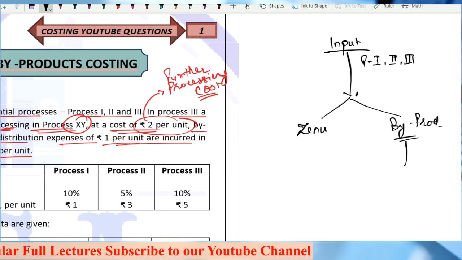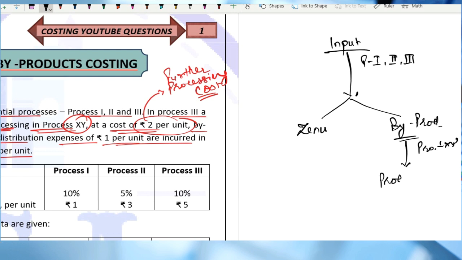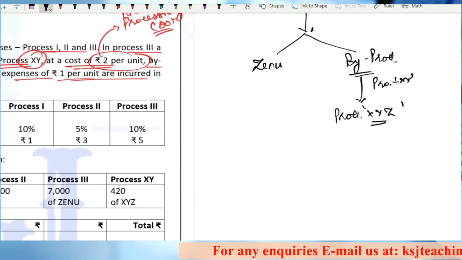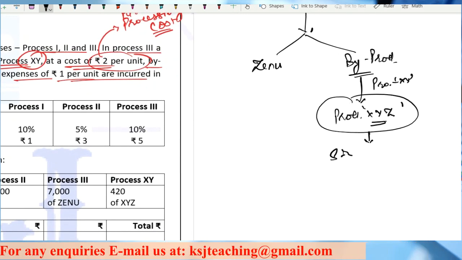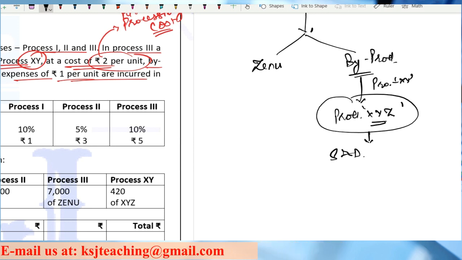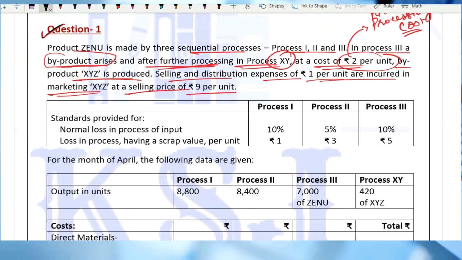Okay, you further process it in the process XY and you get the product XYZ after further processing. Now on this product XYZ, you will incur the selling and distribution expenses of rupee 1 per unit, and the selling price is 9 per unit.